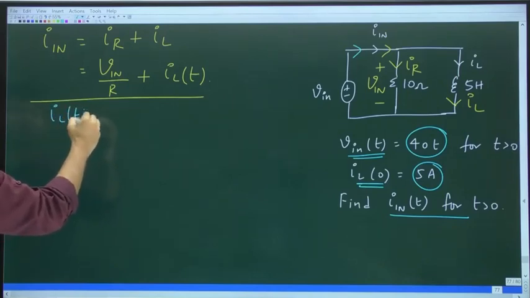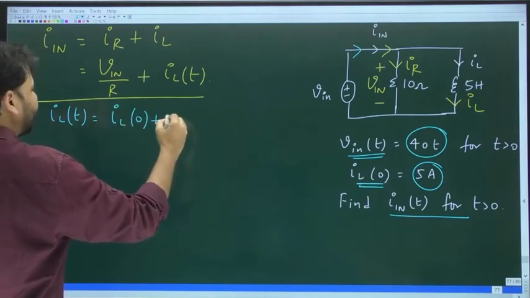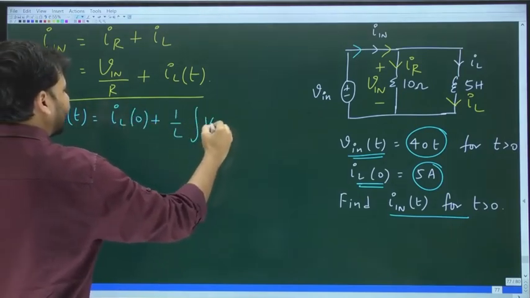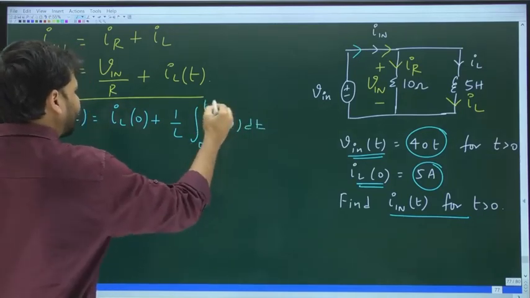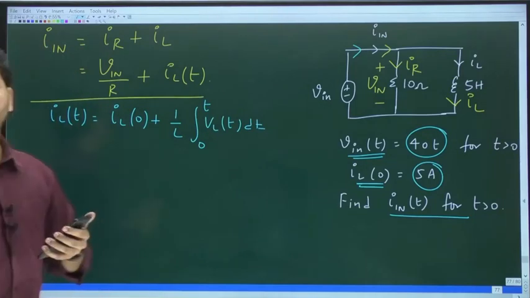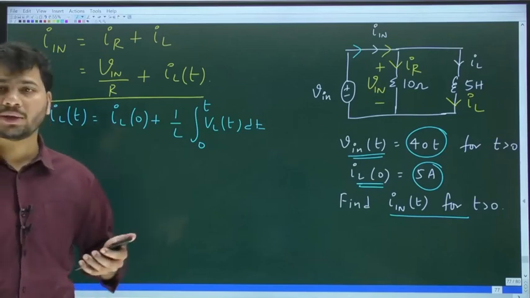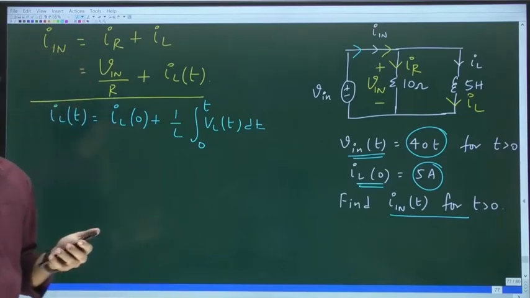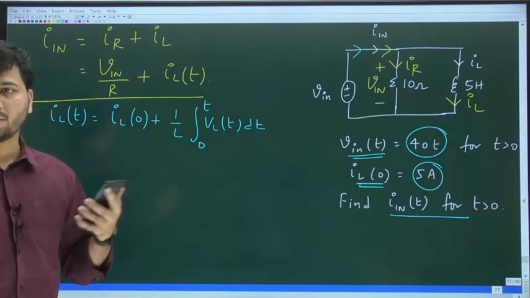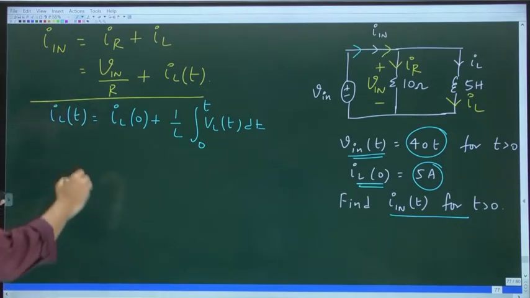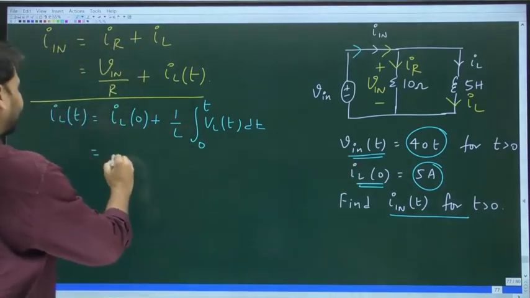Again, for an inductor you have this relation. I_L of t is equal to I_L of 0 plus 1 by L integral V_L of t dt from 0 to t. I hope all of you can recall this expression for I_L of t in terms of the initial current through the inductor. That's all. So here I_L of 0 is already given. It is 5.